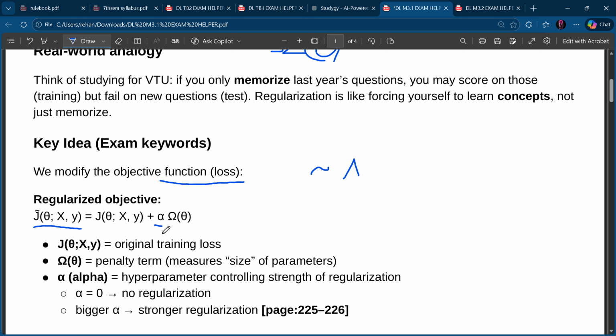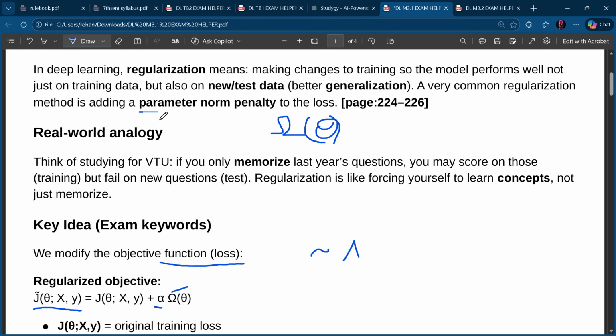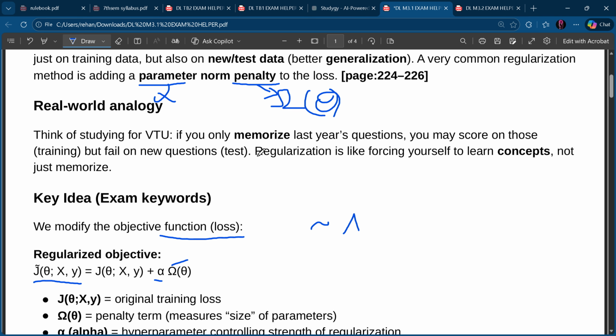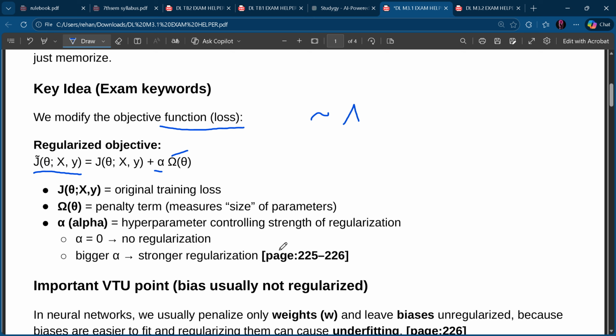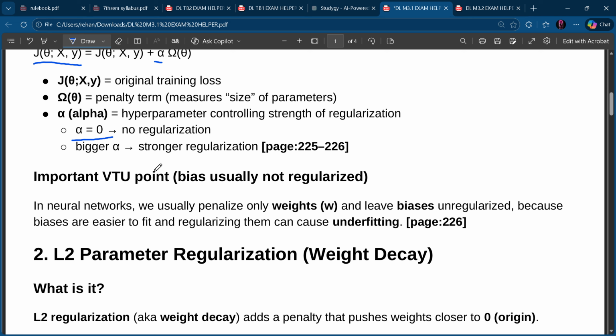Here alpha is a kind of hyperparameter. This is the parameter and this is the penalty. We saw here, right, parameter norm penalty. So alpha is a parameter and the penalty is this. The penalty will be a fixed value, but based on alpha it will differ. The penalty term measures the size of parameters. Alpha is a hyperparameter controlling the strength of regularization. If alpha is 0, then there is no regularization. But if alpha is a very large number, then there is stronger regularization. Just remember that.